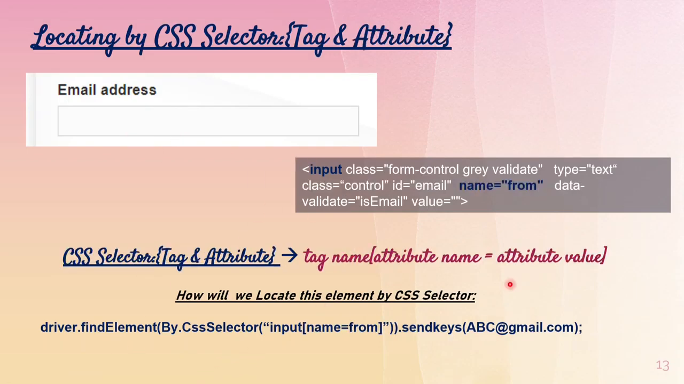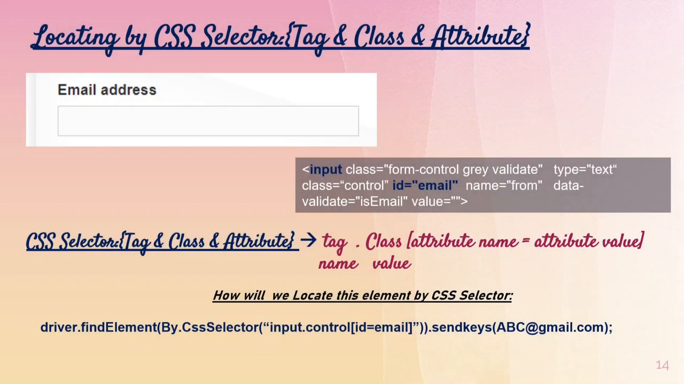Next we have the tag and attribute. How we're going to work with tag and attribute is tag name, then the attribute name is equal to attribute value. Now we can use any of the attributes that we want. Over here we can use driver.findElement by .cssSelector input name. Here I can use ID, I can use name, I can use class, anything. So I'm using name: name is equal to from, that is the attribute name is name, my attribute value is from, and my tag name is input.